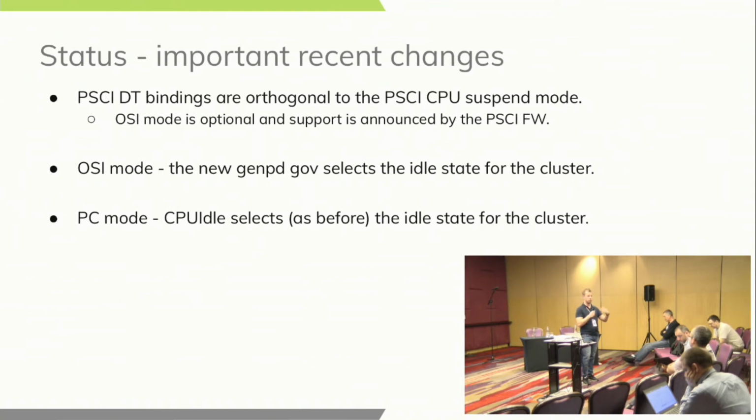So there is this reference counting going on. So you know when the last CPU, when all CPUs have voted for a cluster power down state, and you know when the last CPU is going down with that voting mechanism. But the actual state selection process is done by CPU idle as before for that particular mode.